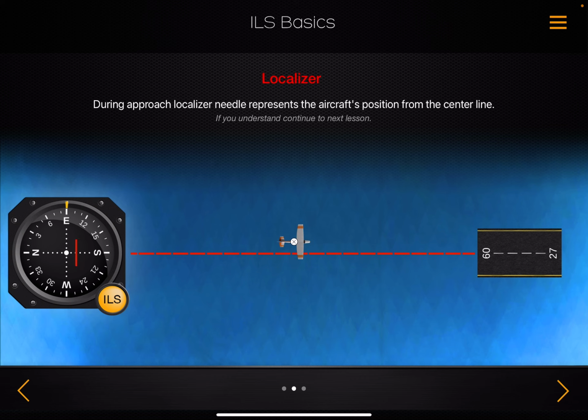Localizer is one of several parts of an instrument landing system. During approach, the localizer needle represents the aircraft's position from the center line. As you can see, when the airplane is left of the center line of the runway, the needle is to the right on the VOR gauge. And when the airplane is to the right, the needle is to the left. The needle represents the center line of the runway. So when the airplane is on the center line, the needle should be centered. So you always fly towards the needle to center the needle.